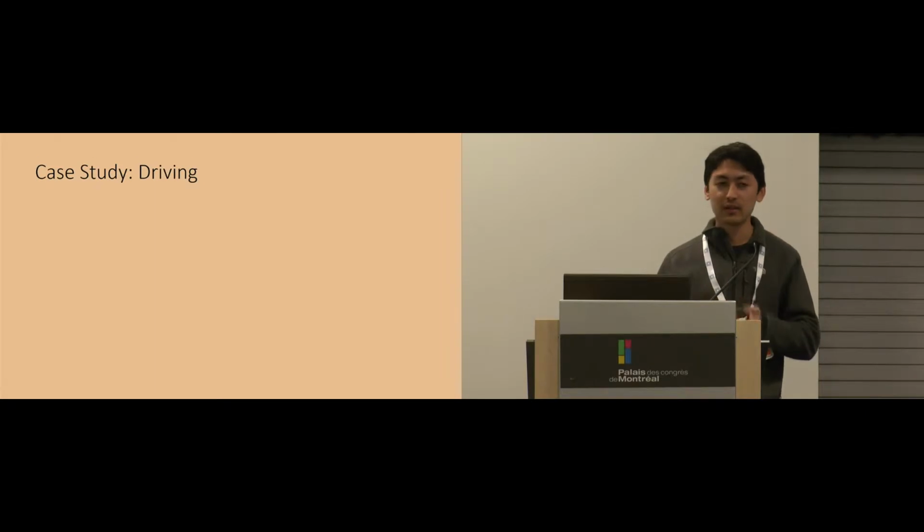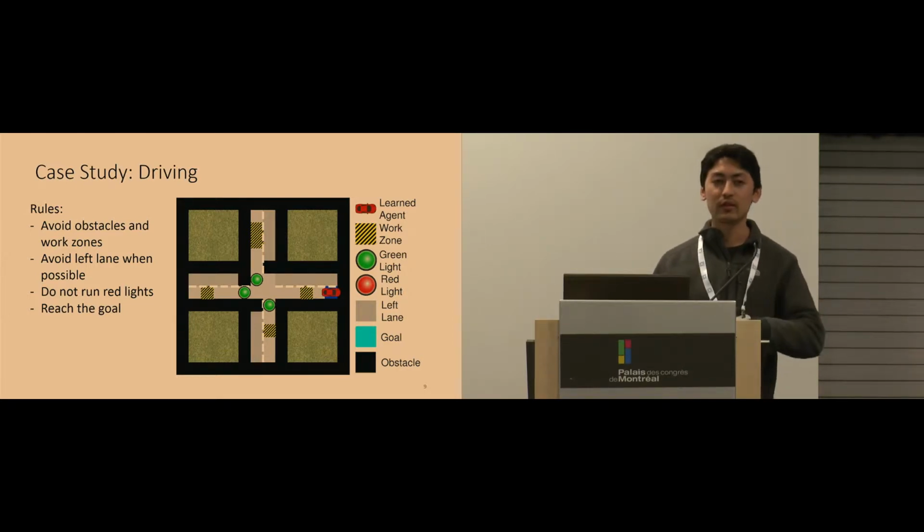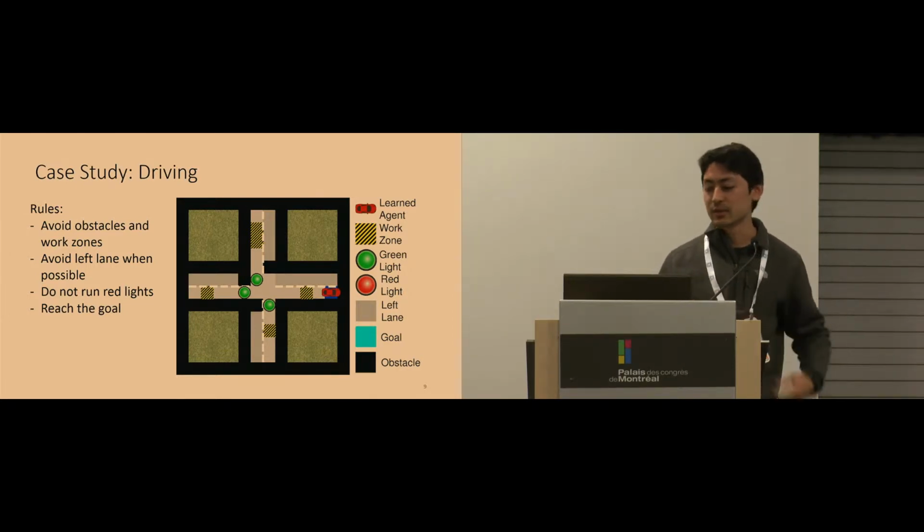So in the case study of driving, here's our simplified driving environment. This car is following certain rules: avoid obstacles and work zones, prefer the right lane, do not run red lights, and eventually reach the goal. So how can we learn these rules from demonstrations such as this one?